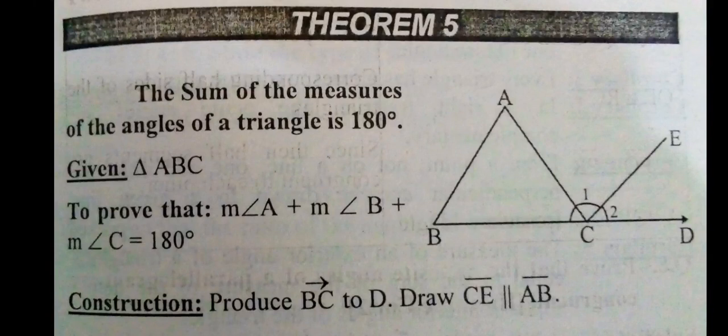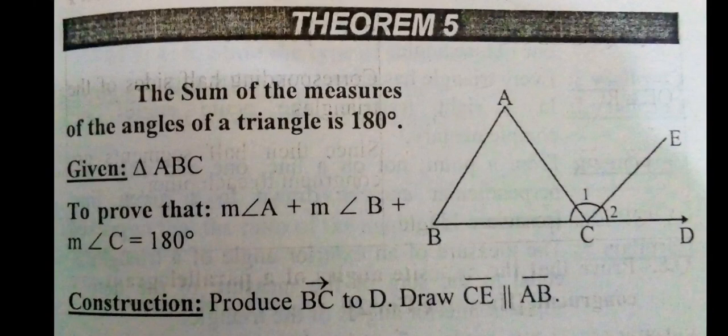As you can see on the right side, they have drawn a figure of a triangle, and they have also tried to draw an extended line from BC to E. So first of all, we write the given. What is given in that?